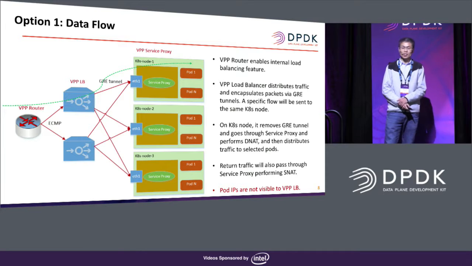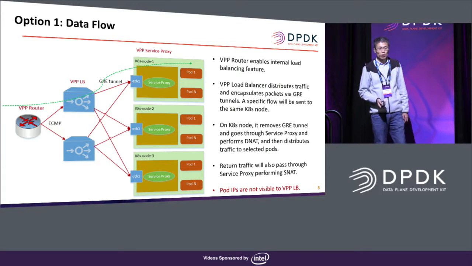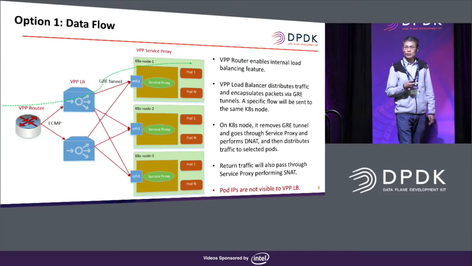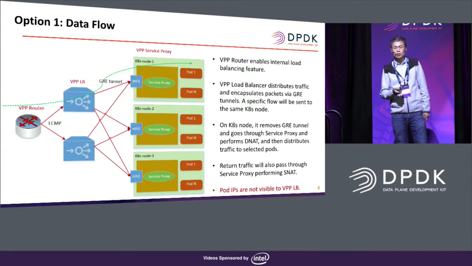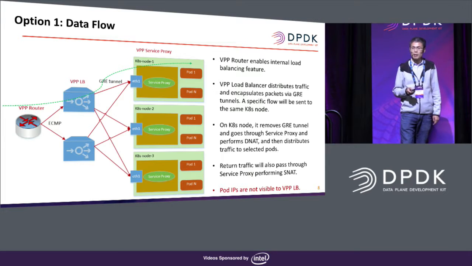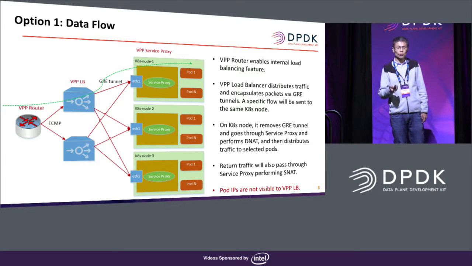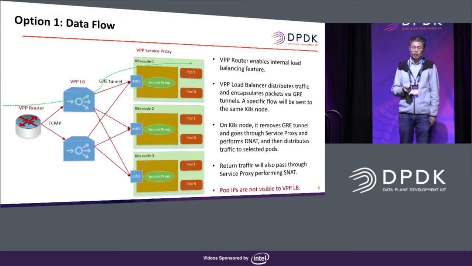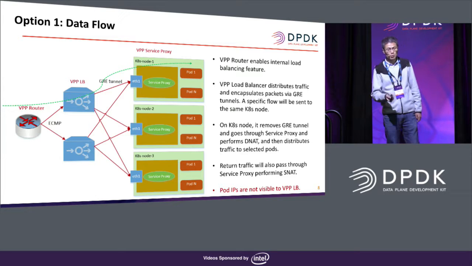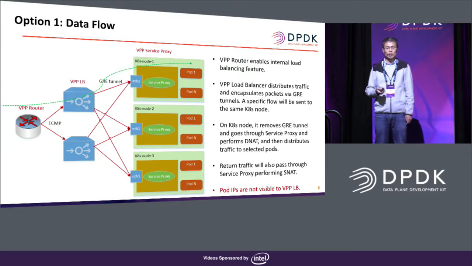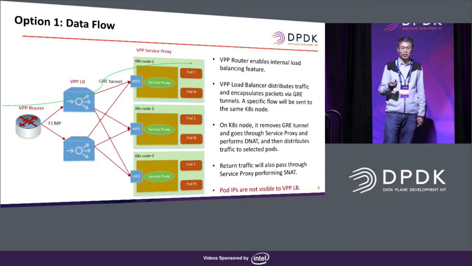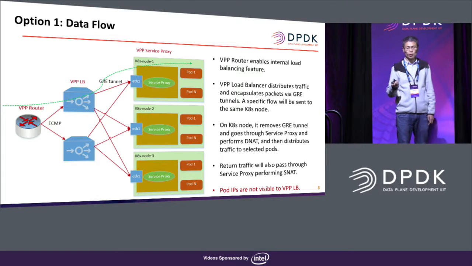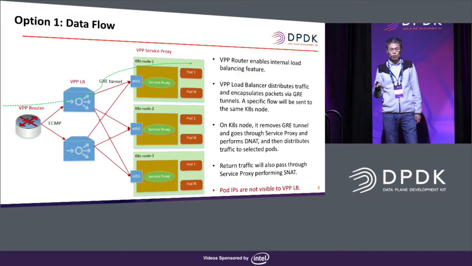Okay, this is the data flow for solution 1. When the VPP router receives the packet, it will enable the internal load balancing, which ensures all the packets belonging to a flow are sent to the same load balancer. And then when the VPP load balancer receives the packets, it will distribute traffic and encapsulate the packet through the GRE tunnel or IPIP tunnel. A specific payload will be sent to the same Kubernetes node.